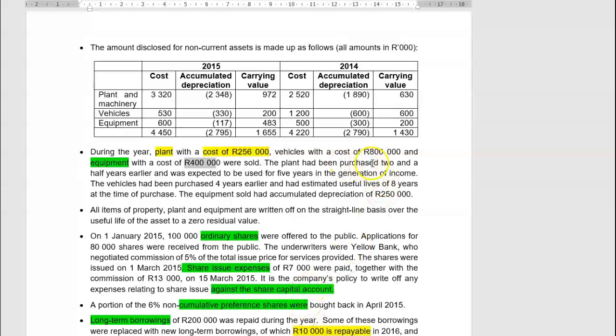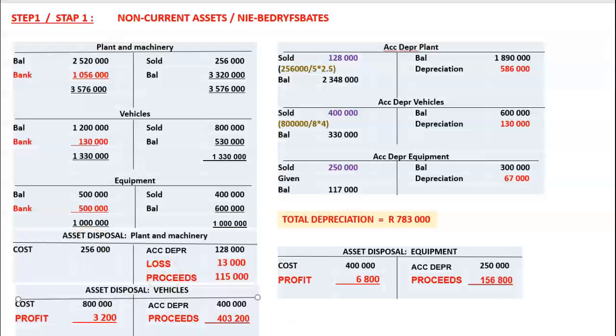The plant had been purchased 2.5 years earlier and was expected to be used for 5 years in the generation of income. So guys, what was the accumulated depreciation? The total lifetime of the asset was 5 years. 2.5 years has already expired. They also tell me here, all items of property, plant and equipment are written off on the straight line basis over the useful life of the asset to a 0 residual value. So exactly half of that has been written off as depreciation.